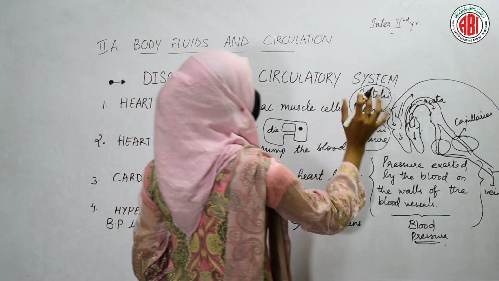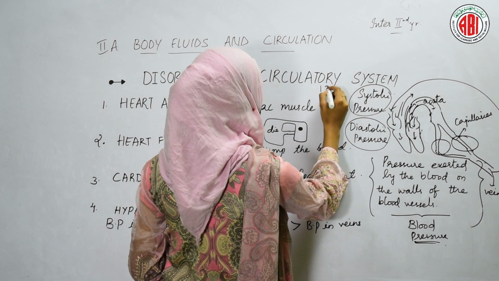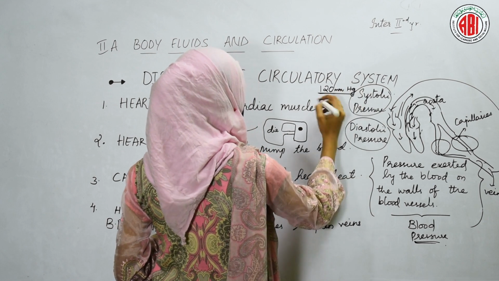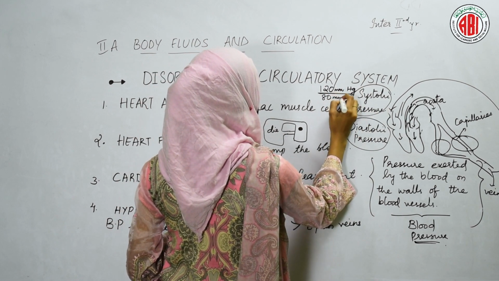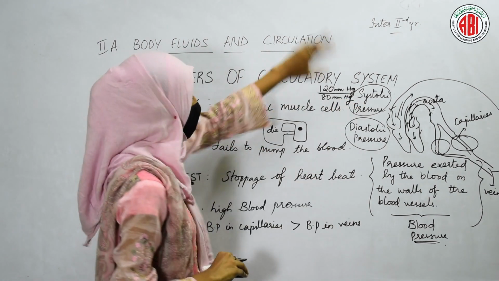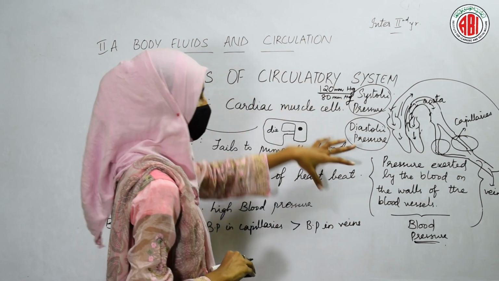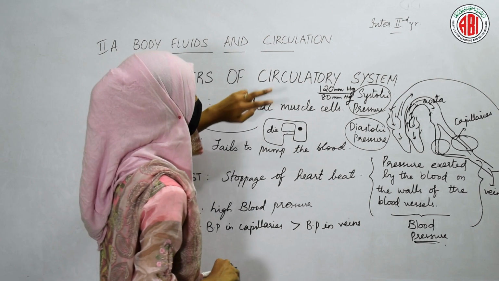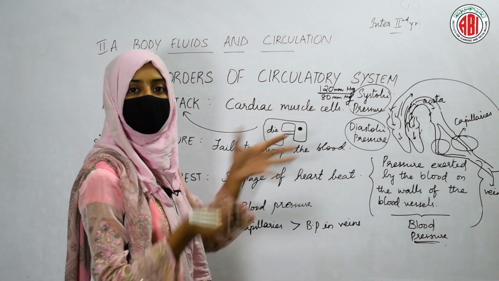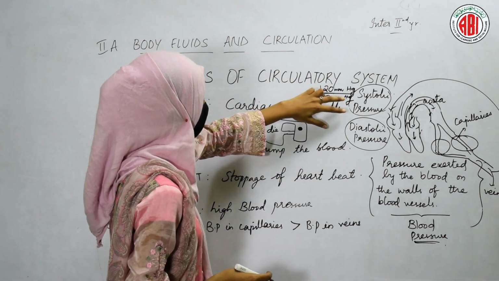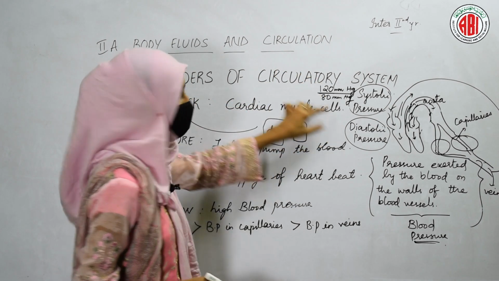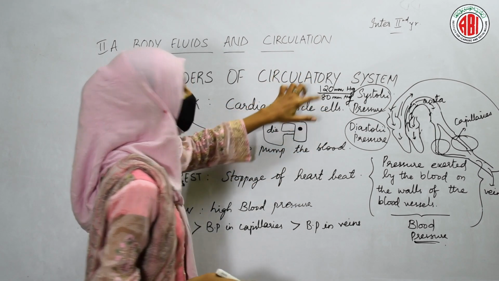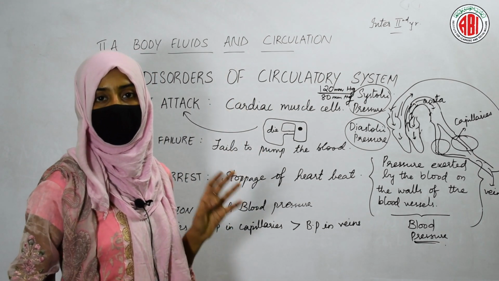And the normal systolic pressure is 120 mmHg. Diastolic pressure means 80 mmHg. This is our normal blood pressure, and we cannot calculate diastolic pressure individually. Always we need to measure both these pressures together. So the normal systolic pressure will be 120 and diastolic pressure will be 80. 120 per 80 is the normal blood pressure of an individual.